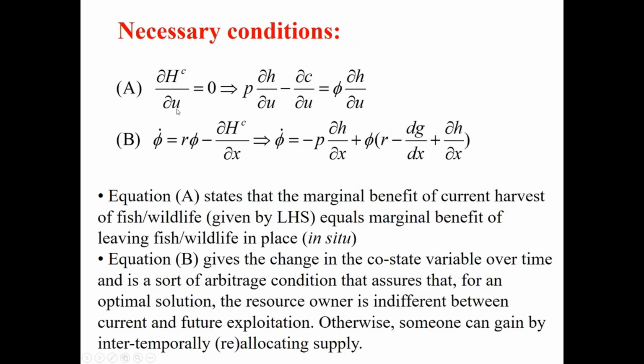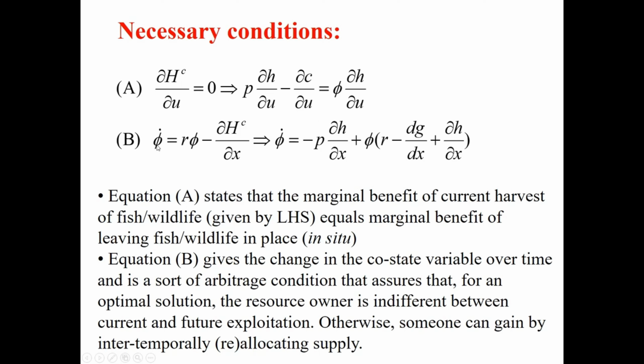All right, when we take then the necessary conditions, the first necessary condition is the maximum principle, which is that we take the partial derivative of the Hamiltonian with respect to the control variable and set it equal to 0. We rearrange the equation as follows, so that the price times the partial of the harvest with respect to effort minus the partial of cost with respect to effort is equal to the Lagrange multiplier, or in this case simply the multiplier, multiplied by the partial of the harvest function with respect to effort.